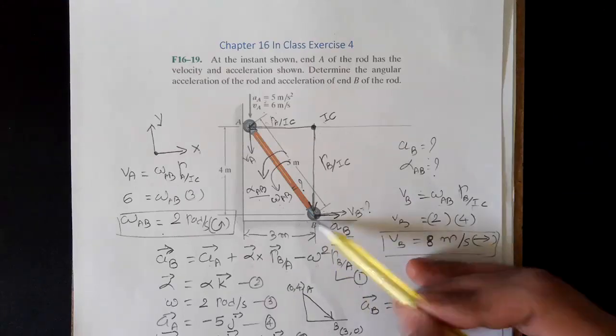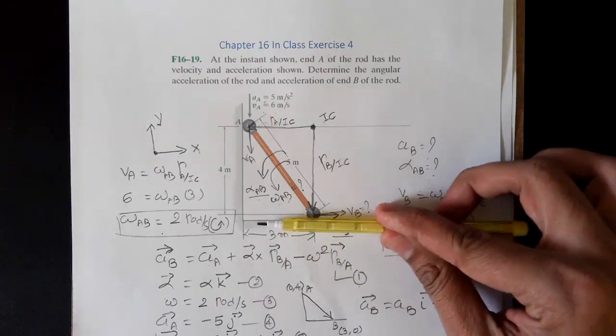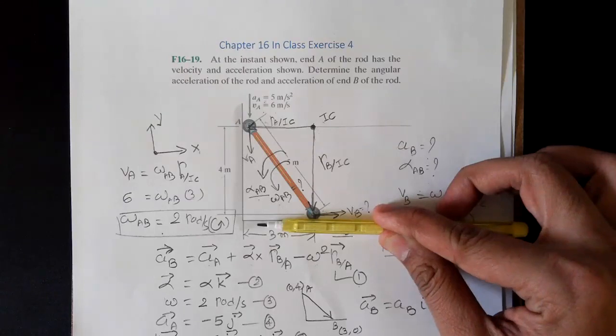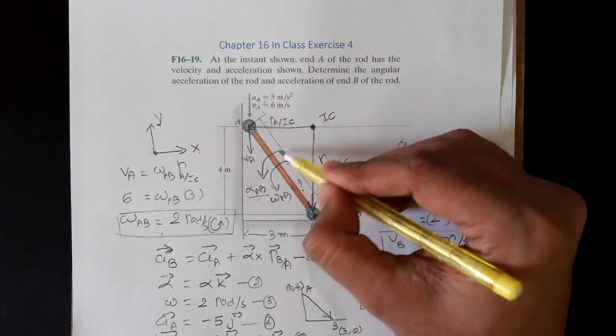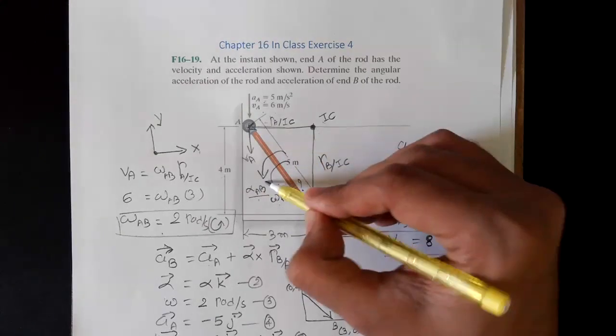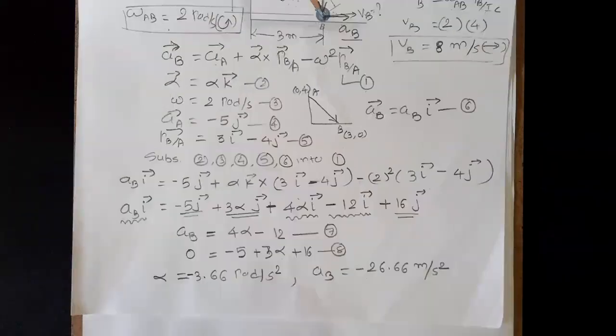So acceleration of B is in this way, going left. That is the correct direction of the acceleration, and the correct direction of alpha_AB is clockwise, not counterclockwise. Okay. So let's correct our answers, because this is not the end. We shouldn't leave our final answer in this way.